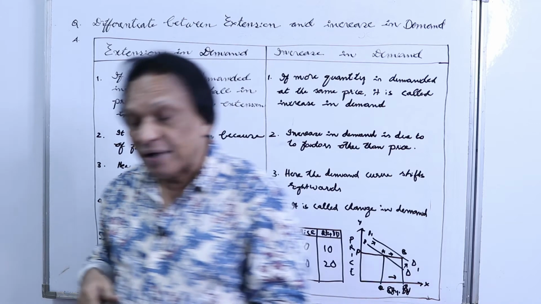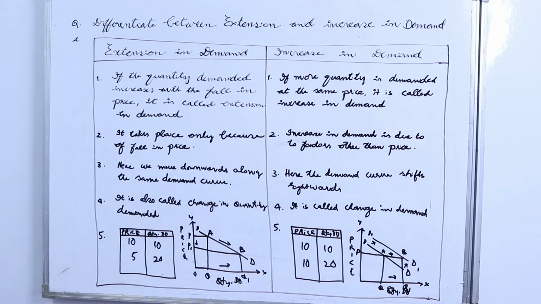So you can see the graph and table here, so we get more idea about it. Now we read it and you find the notes flashing on your video, copy it in your notebook and learn. Differentiate between extension, we also call it expansion in demand, and increase in demand.